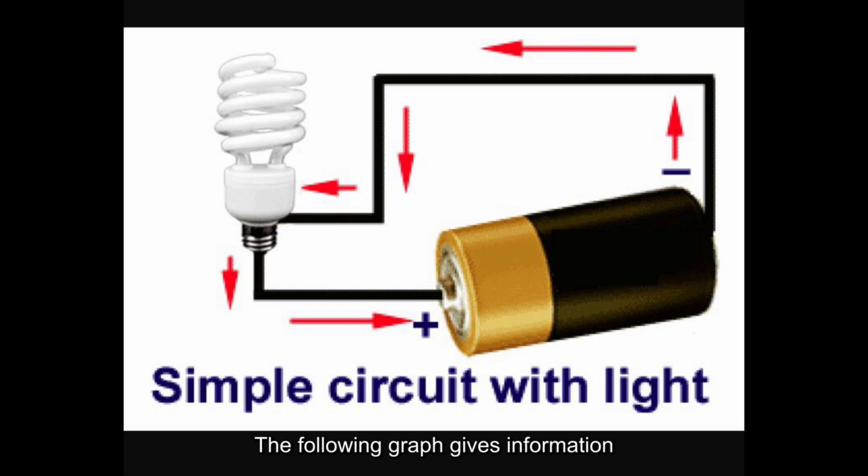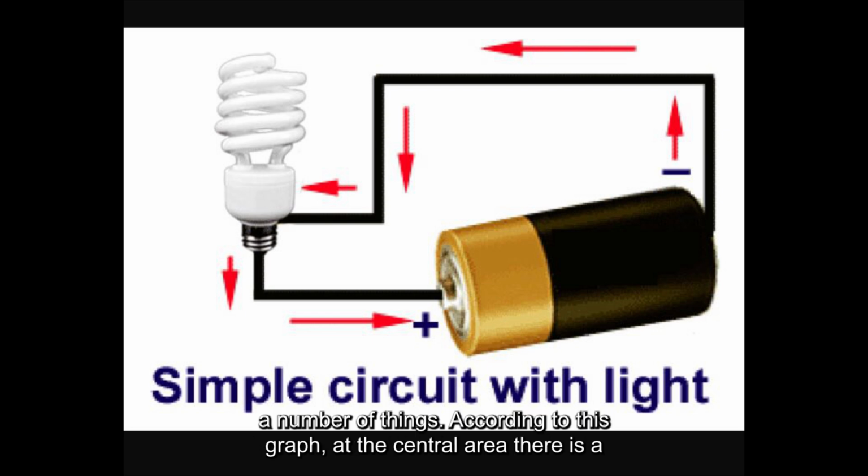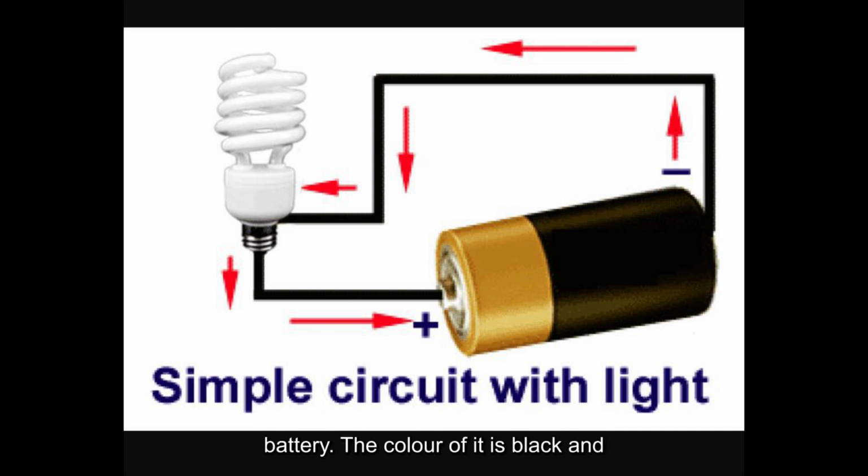The following graph gives information about a simple circuit with light. This is a very beautiful picture, and it shows a number of things. According to this graph, at the central area, there is a battery, the color of it is black and yellow. You can see from this graph that, at the left area, there is a bulb, the color of it is white. You can see from this graph that there is a line connecting the bulb and the battery. The electricity flows from the negative pole to the positive pole. In conclusion, this picture is very informative.